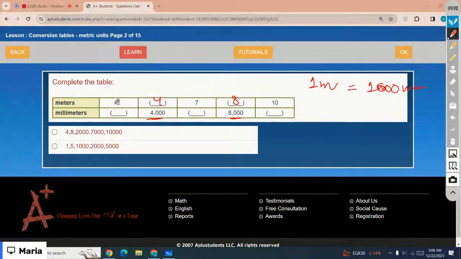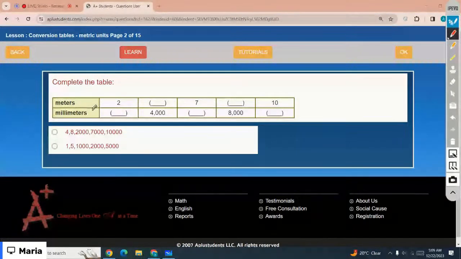And for the ones where you have to go from meters to millimeters, you need to multiply them by 1,000. So this is 2,000, this is 7,000, and this is 10,000, right? So which is the correct option? The correct option is option number 1, 4, 8, 2,000, 7,000, and 10,000. Got it? The correct option is option number 1.